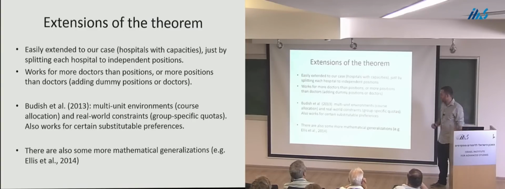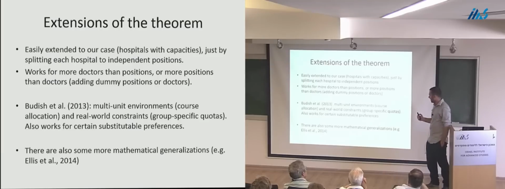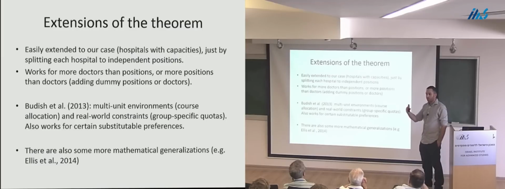And Eric Budish, together with some co-authors, one of them is Paul Milgrom, proved that you can actually do it for multi-unit assignments. So each doctor can require several hospitals, and each hospital employs several doctors. Or, more likely, think about course allocation: each student wants to study several courses, and each course can have a few students. You can also use it for real-world constraints, such as wanting to accept at most 50% women, 50% men, or something like that. You can do it for other constraints as well.